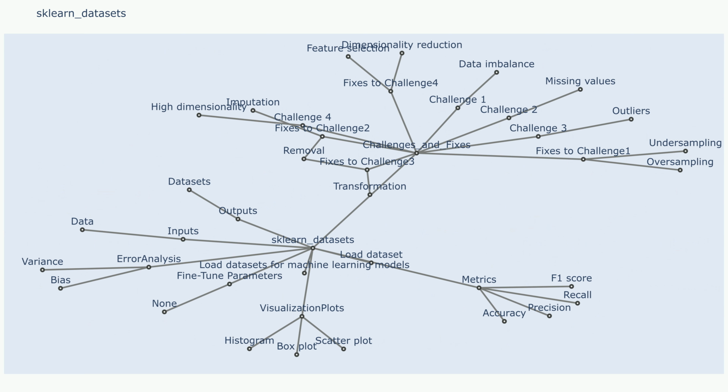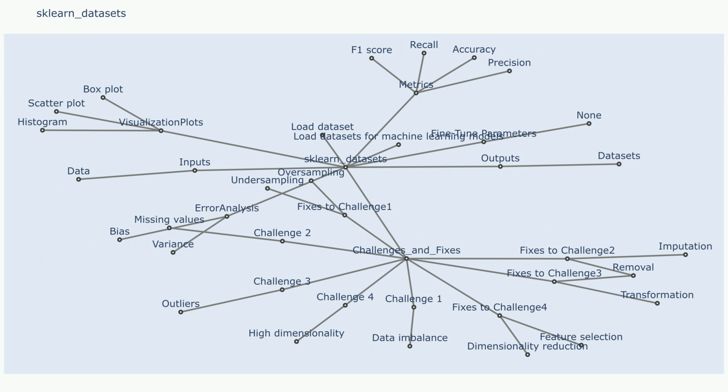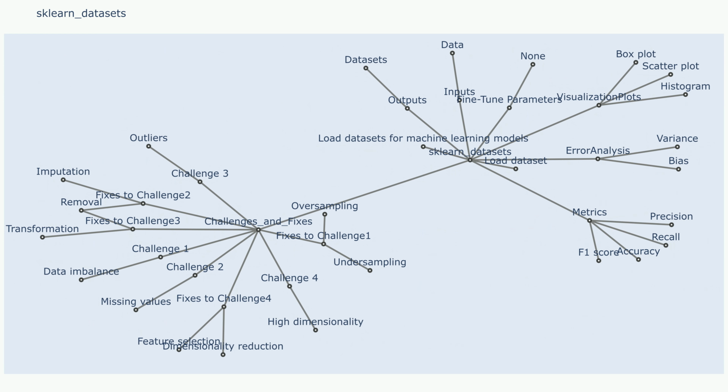Visualization plots. Visualization plot 1. Explain in detail. Visualization plots are typically created using the data from the datasets. For example, you might create scatter plots, histograms, or box plots to visualize the relationships between features and the target variable. Visualization plot 2. Explain in detail. Libraries like Matplotlib and Seaborn can be used to create these visualizations.